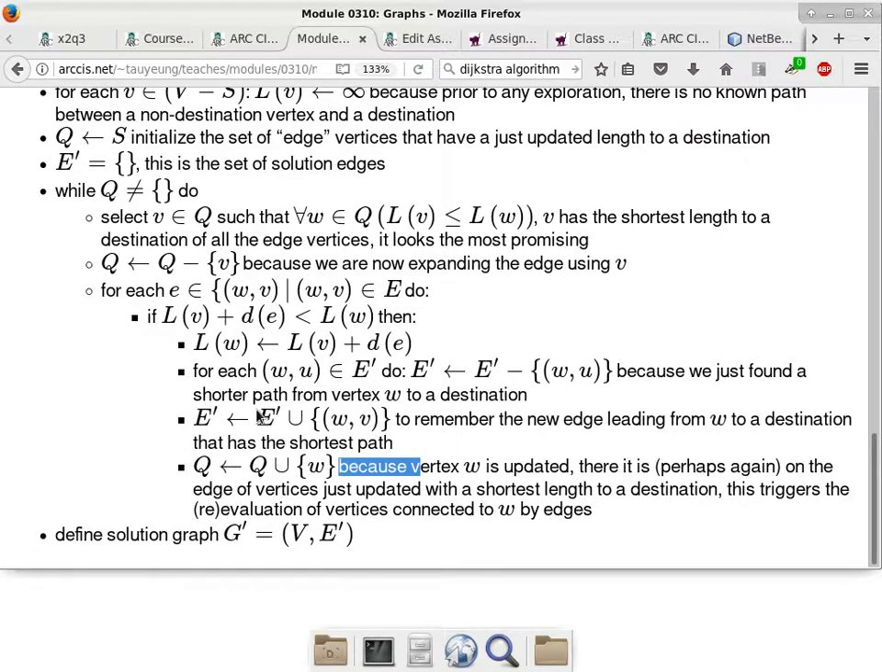G prime has the same set of vertices as the original graph, but the edges are just E prime. So I remember the earlier comment, look at the tree: G prime is guaranteed to be a tree. There's no way it cannot be a tree. And why not? Why do you think G prime has to be a tree, or it has to be a forest? In other words, it can have subgraphs, but each one is a tree by itself. Why do you think that is the case?